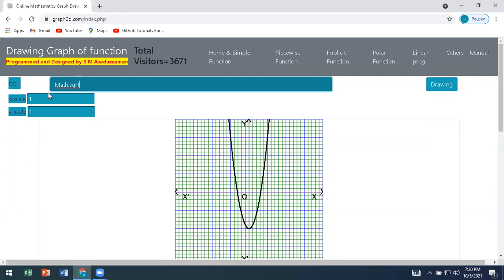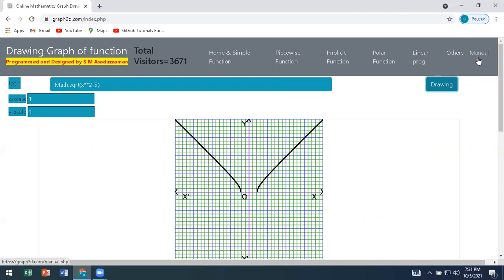Math.sqrt of x. Press the drawing button and we get the square root of x function. Another square root function: x square minus 5. Square root of x square minus 5, we get the square root function of x square minus 5.